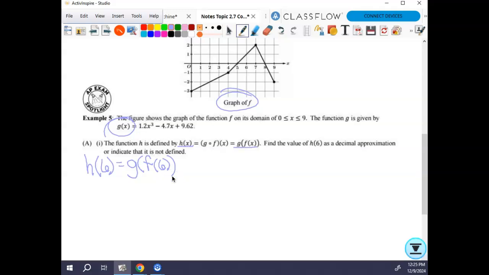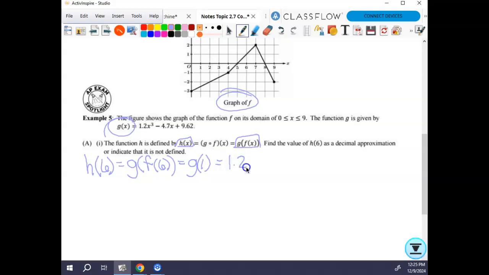That makes sense from what they told me? They gave me this right here. So then where do I figure out f of 6 from? The graph. And what is f of 6? 1. So this is really just going to be g of 1. Do I go back to the graph then? No. I use my equation.